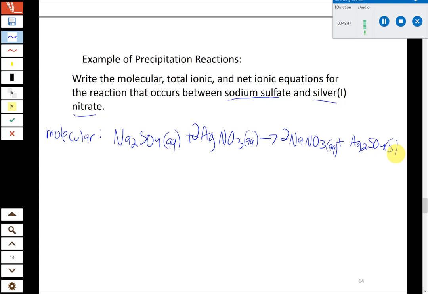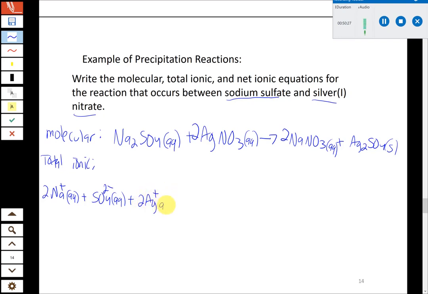And then for the next step, we want to write the total ionic. Remember, for a total ionic, we're going to take anything that has an aq next to it and divide it up into its individual cations and anions. So on the reactant side, we have sodium sulfate, which is going to dissolve. So we're going to get 2 sodiums from that, and a sulfate, SO4 2-. So we still need to think about names and formulas of polyatomic ions for this part. And then in this reactant here, we get silver plus and NO3-, with a coefficient of 2, so we're going to get 2 of each of those.